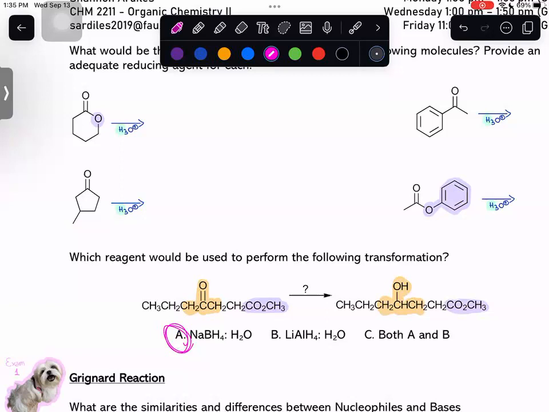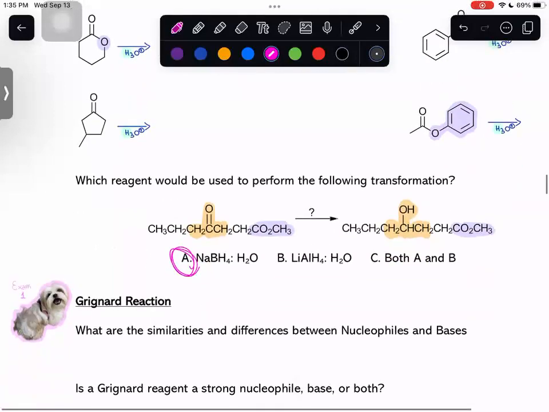Alkyl, vinyl, aryl. Yes. We're just naming it. Magnesium attached to the carbon chain, and a halogen in the back. The carbon chain, exactly.